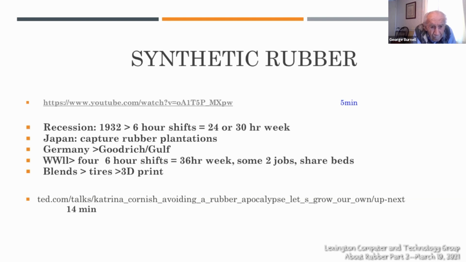Now World War II becomes reality, and the rubber production side of Akron, not the synthetic, sticks with the 6-hour shifts. But then they go to 4 shifts, 24 hours a day. And they go to 6 days. So that's a 36-hour week.